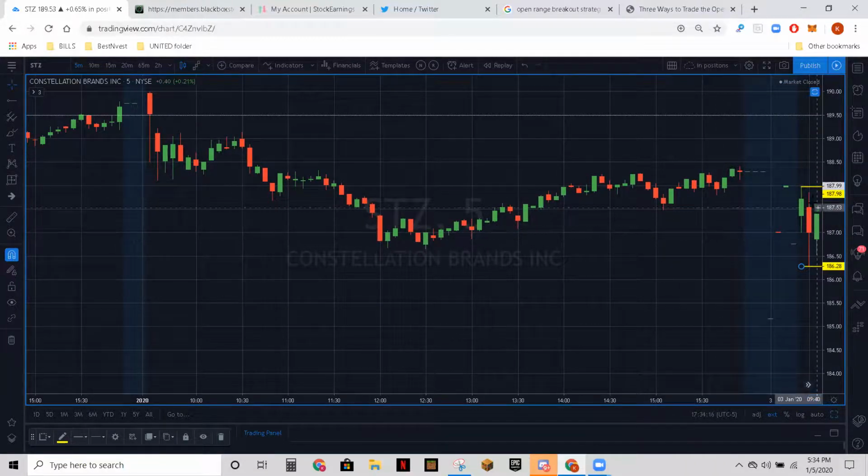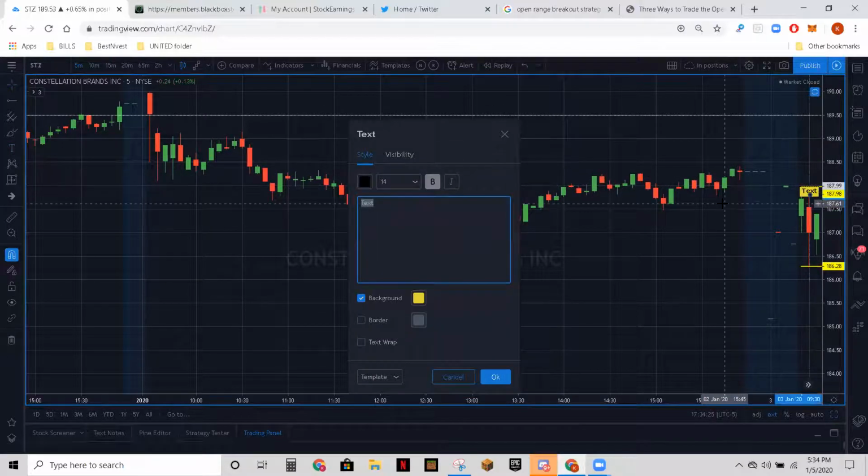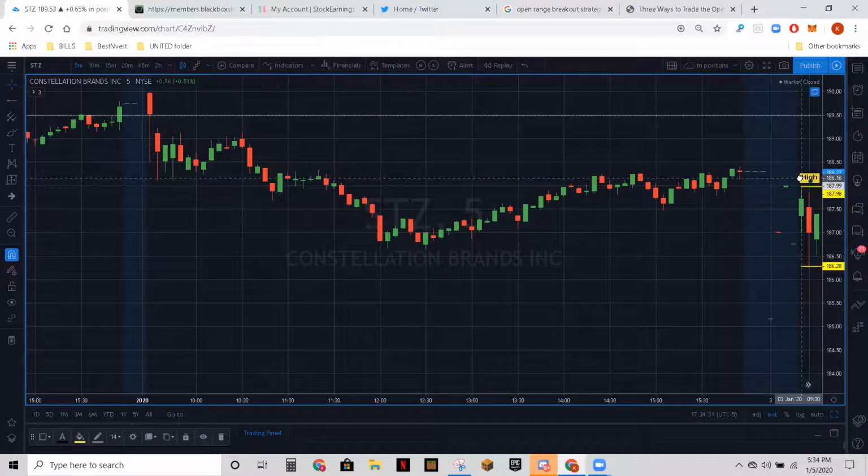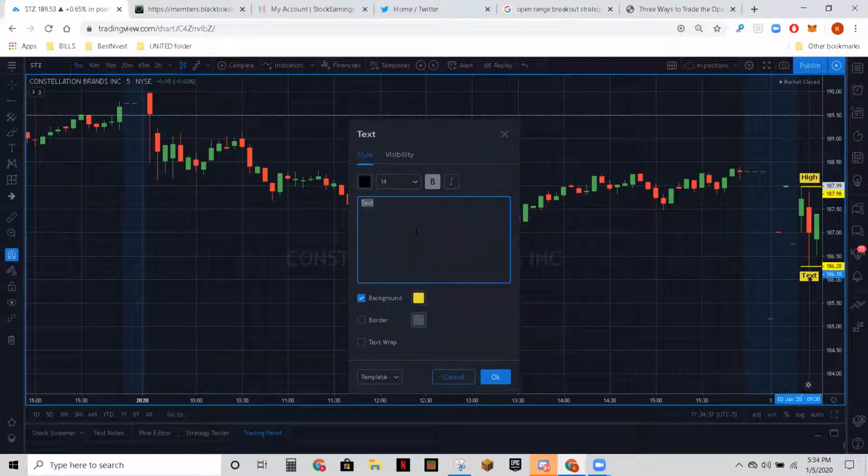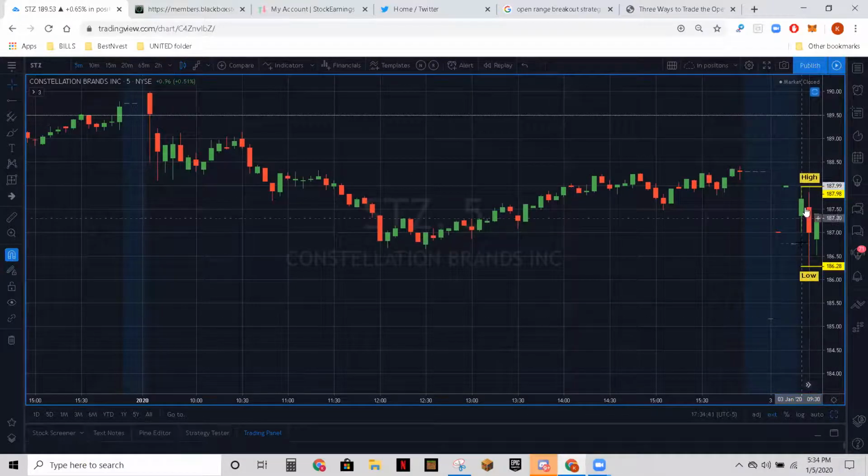Now, all you have to do is wait until price moves above this high point here, and I'll reference it and label it high. You always have to label your stuff too. I like to do a lot of labeling. And this is the low, okay? If the price breaks the high, I'm entering a call. If the price breaks the low, I'm entering a put.